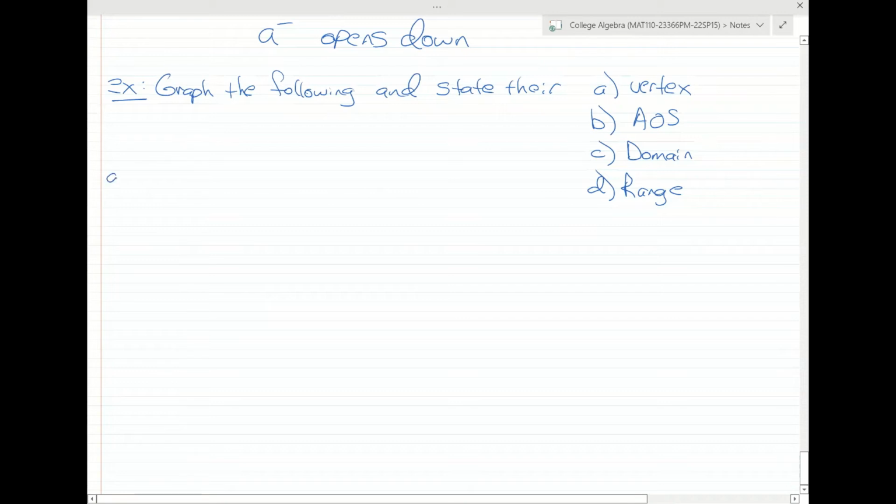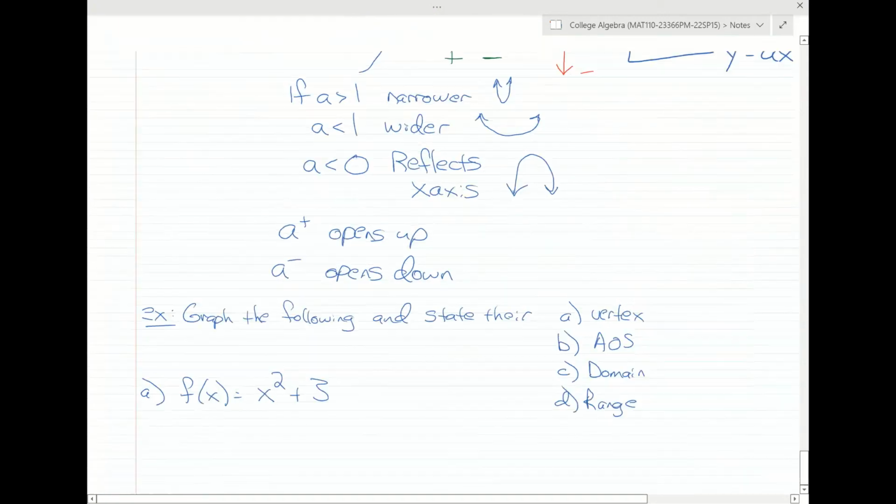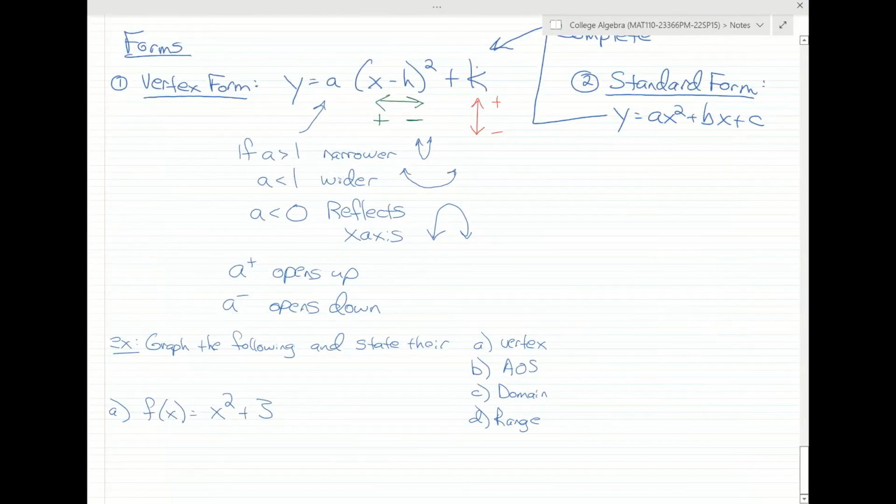The first problem said f of x is equal to x squared plus 3. Now the parent graph was x squared. We have a plus 3 on the outside. So look at what we talked about before. Plus 3 happens after the squared. What's that going to do to the graph? Moves it up 3. That's what the rule is, right?